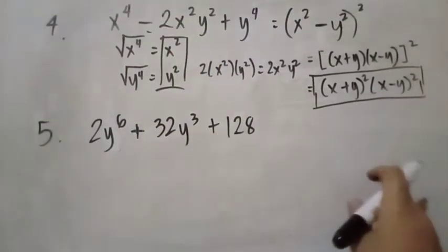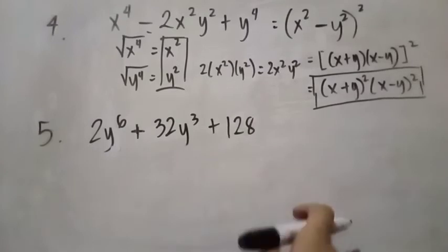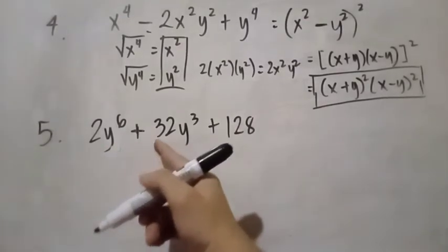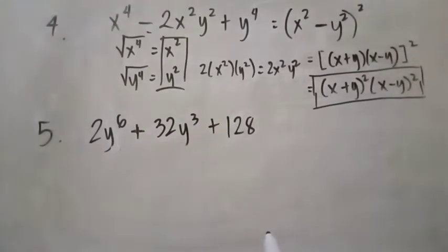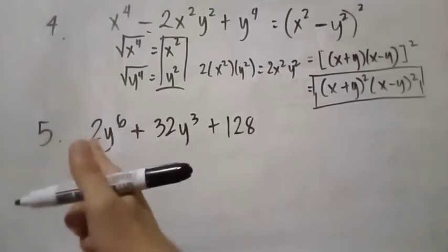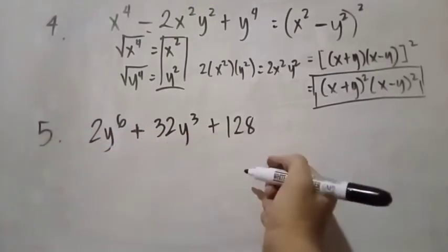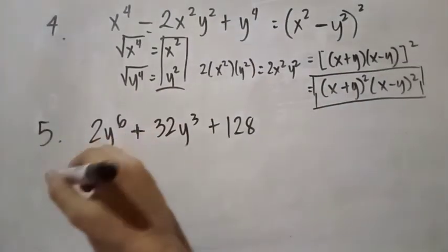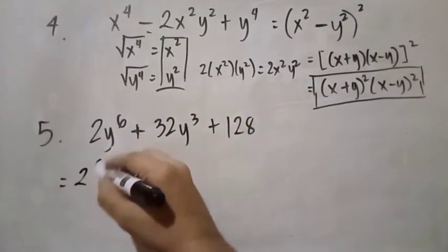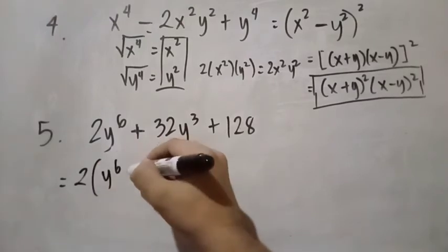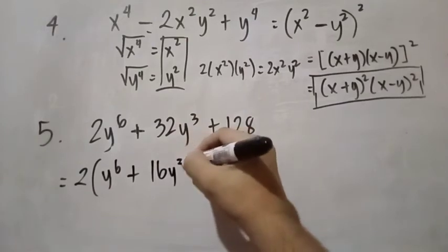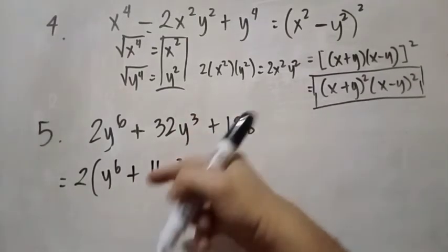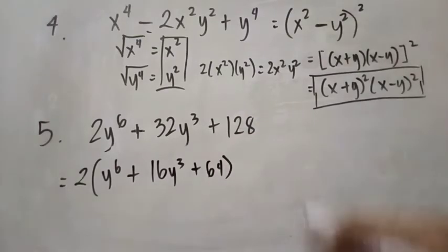Okay. And then sa number 5, last na ito, we have 2y to the 6 plus 32y cubed plus 128. Okay. So, ilabas na muna natin si 2 since 2 is the common factor of 2, 32, and 128. So, 2y to the 6 plus, ito, i-divide sa 2, magiging 16y cubed. And then, yung 128, i-divide sa 2, 64 na lang.